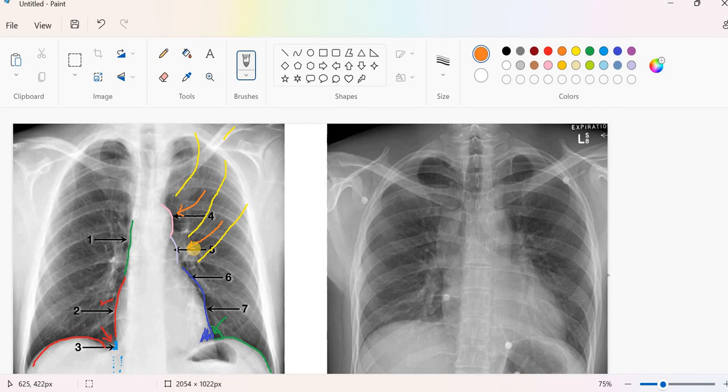And if you try to correlate, you will find yourself putting your stethoscope on the second left intercostal space to comment on the pulmonary component of the second heart sound. Why? Because you are nearby the pulmonary vessels and the pulmonary valve. So the pulmonary artery, the main one, is located in the second left intercostal space.